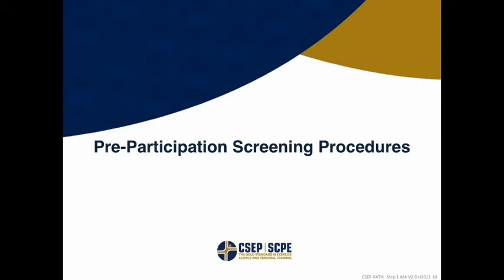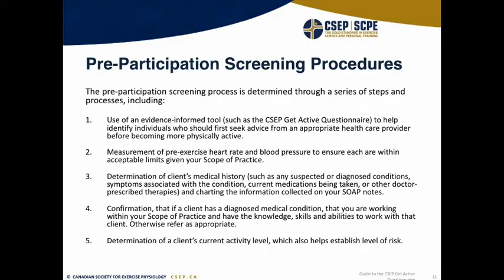So next we're going to talk about the actual use of the CSEP Get Active questionnaire and how it fits with your overall pre-participation screening procedures. In preparation for the release of the CSEP Get Active questionnaire, CSEP has been busy developing the pre-participation screening procedures that you see on this slide. As you read through the 5 steps, you'll notice that it's really not different than what you would have done as part of your past practice. So step 1 is use some sort of evidence-informed tool, something like the CSEP Get Active questionnaire. And we'll talk more about how the CSEP Get Active questionnaire and a yes response fits within the screening process.